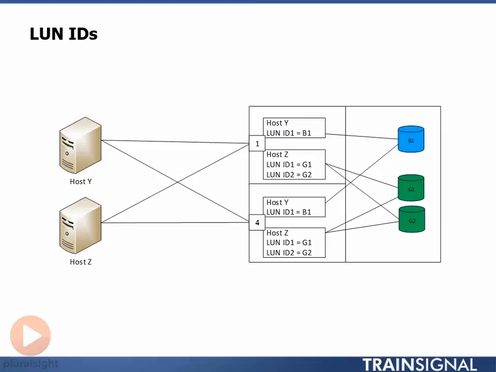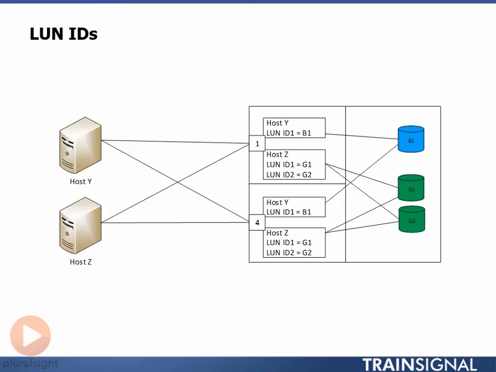However, if you have multiple hosts accessing storage via the same storage port on the array, it's common to enable LUN masking so that not all LUNs are visible to all hosts, just like we mentioned on the previous slide. So let's just show our 2 hosts accessing ports 1 and 4 on our storage array again and walk through LUN IDs. As we can see, on each storage port we've created an access control list for each host, so that host Y can only see volume B1 and host Z can only see the G1 and G2 volumes.